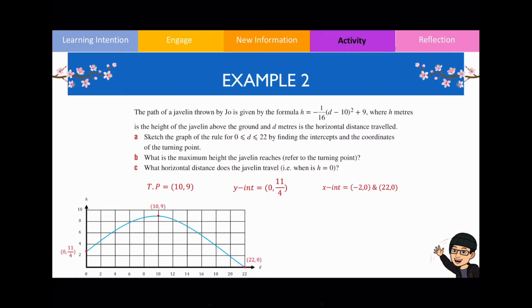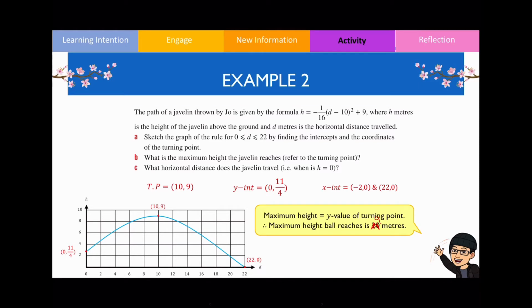So part B, again, is asking for the maximum height. So again, it's asking for the y value of the turning point. So your answer is going to be 9 meters in this case. That over there, I just copy and paste. That should be 9. And for part C, what horizontal distance does a javelin travel? In this case over here, it's asking again for the x-intercept. So your answer is going to be 22 meters, okay?